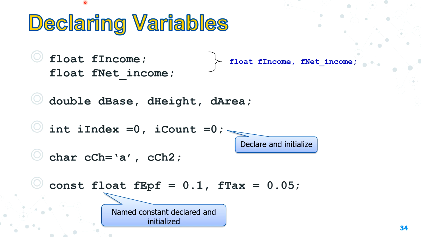Next, we have int i_index = 0 and i_count = 0. This declares two integer variables, i_index and i_count. Both variables are initialized to 0 at the time of declaration. Integer is used for whole numbers. Initialization ensures the variables do not contain values that do not make any sense.